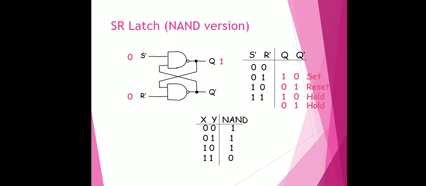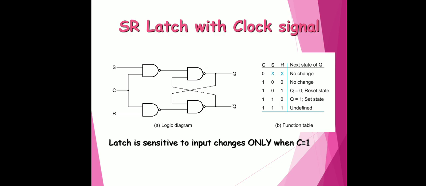When the input is 0 and 0, it goes to the same state, that is the output is equal to 1 and 1, which is not allowed. Next, the SR latch with the clock signal.